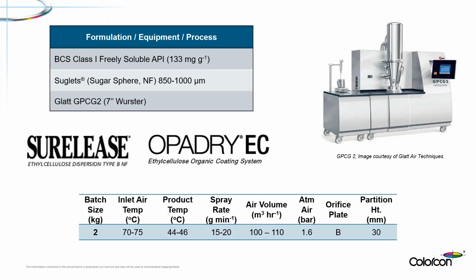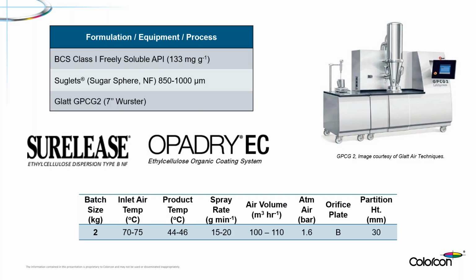Okay, so in this case study, a BCS class 1 freely soluble API was layered onto a Sugarlet sugar sphere using a Glatt GPCG-2 equipped with a 7-inch Wurster insert. And you can see that here in the picture to the upper right.